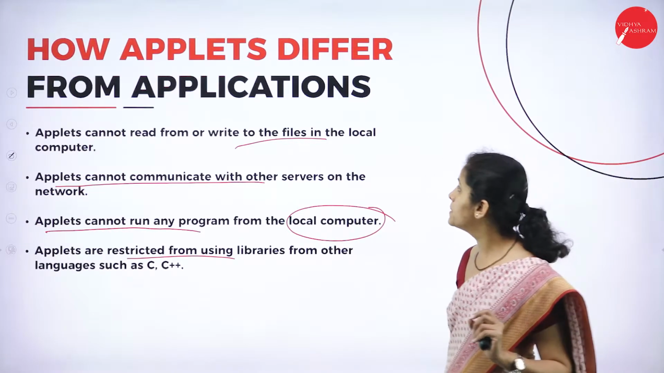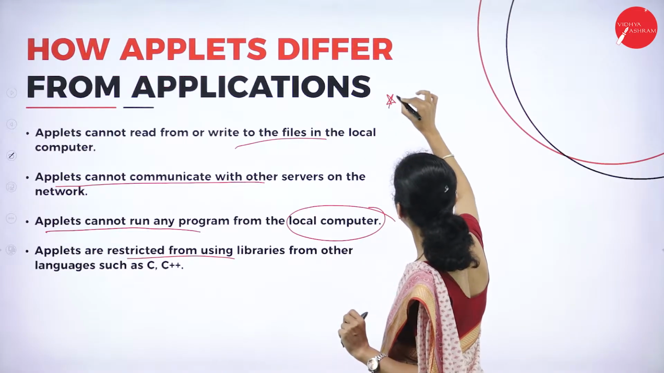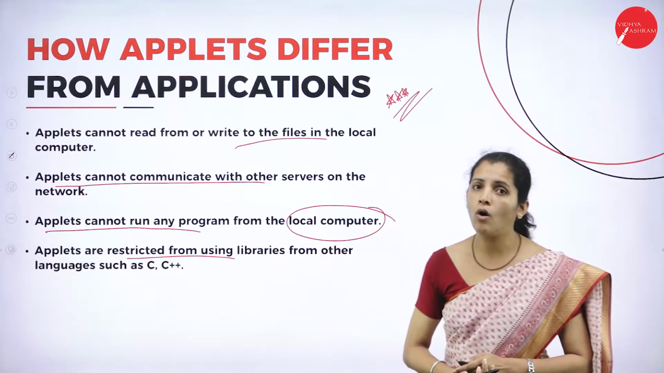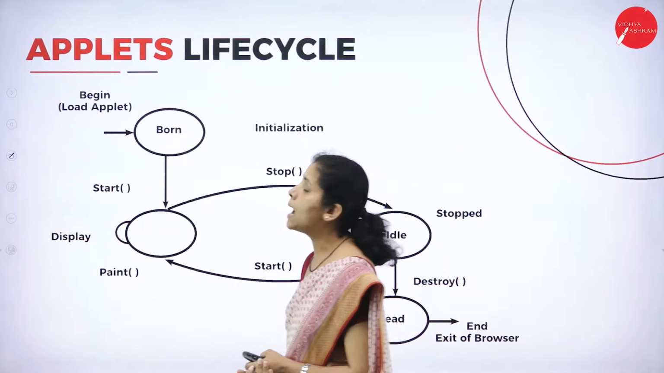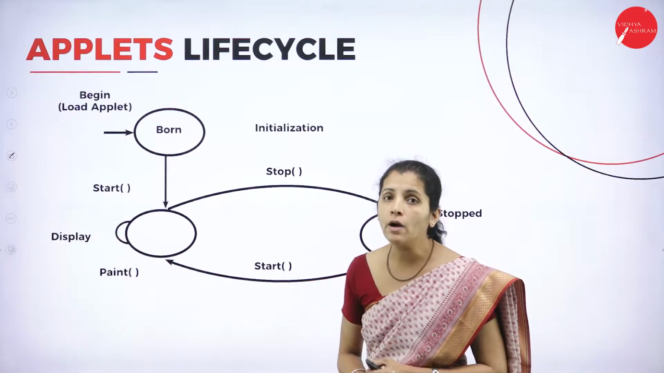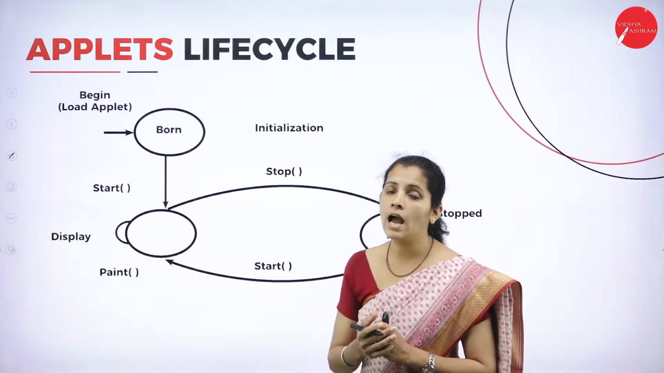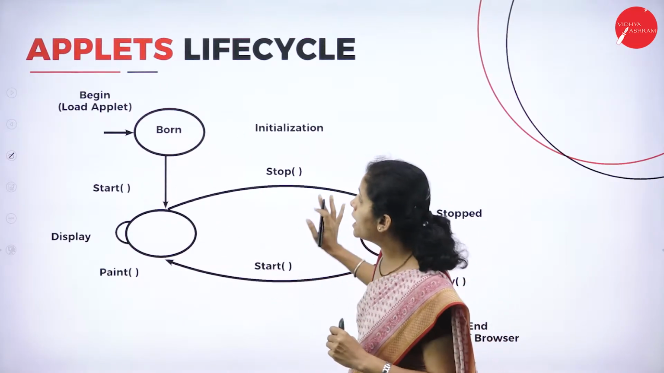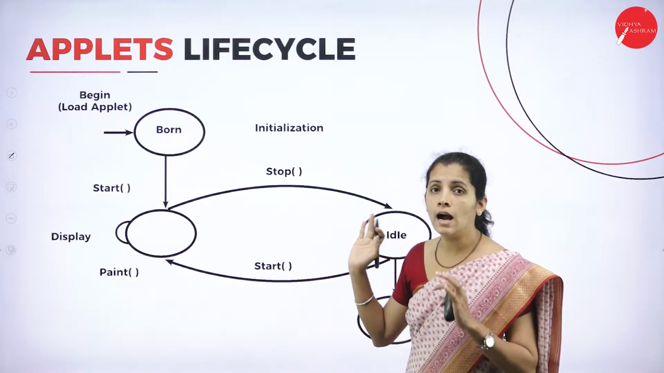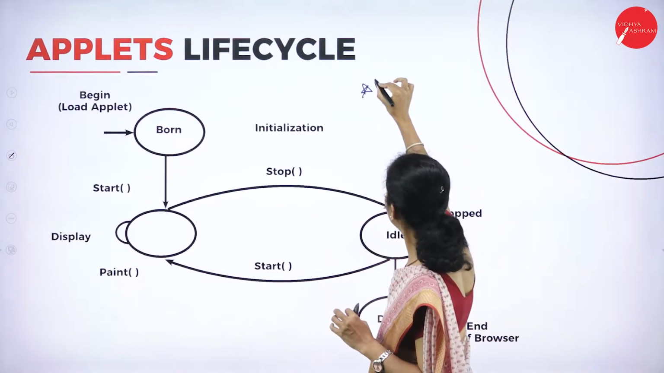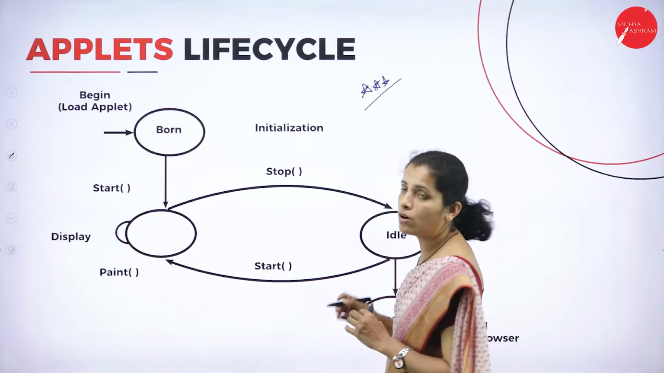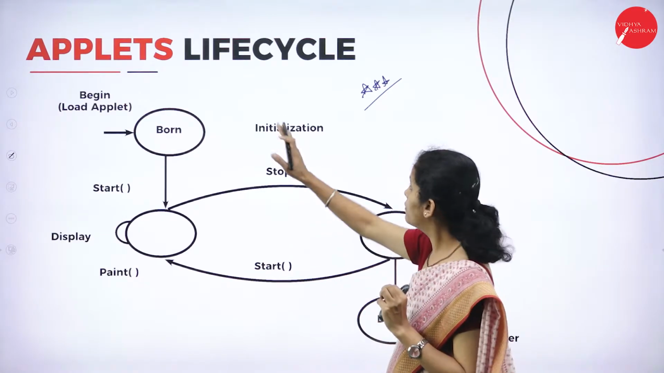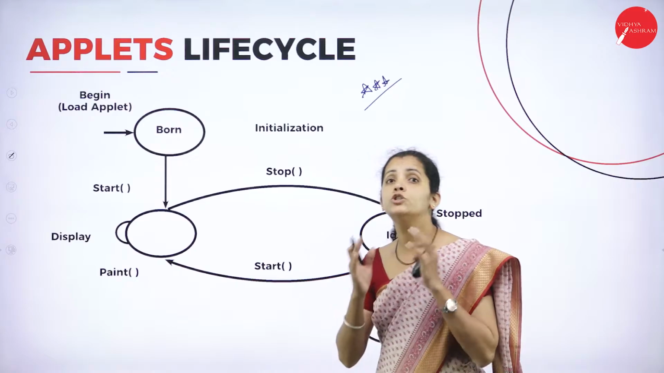So dear student, please make a note here that this is also a very important topic from the examination point of view. The next topic here is the applet life cycle. An applet must have its own life cycle. So this is the diagram for the applet life cycle, and this is a very important topic from the examination point of view. You can expect 7 or 8 marks from this topic. So this is the short question.